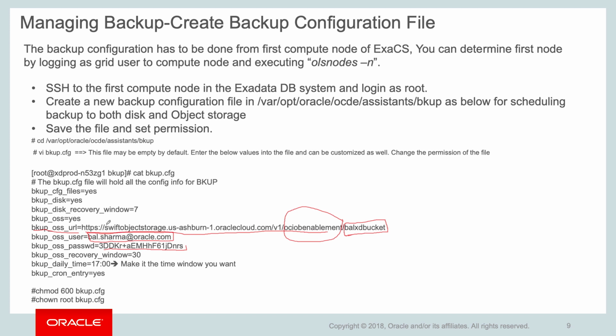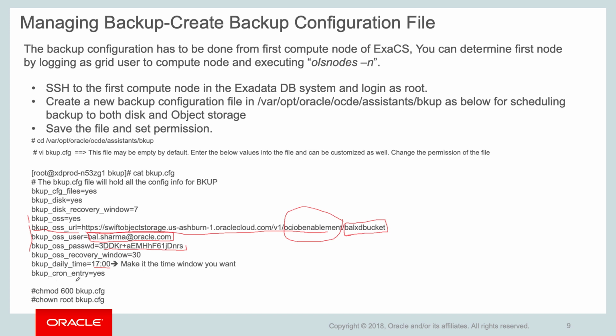These three parameters are related to your cloud backup, and also the fourth one, backup_oss. I want a cloud backup also in my environment. Once you have these details in place, put them in this file, and you can also specify backup_daily_time. In this example, I have given 5 o'clock. I just wanted to test how it works, but based on your maintenance window, you are going to change this particular time. So make it the time window you want.